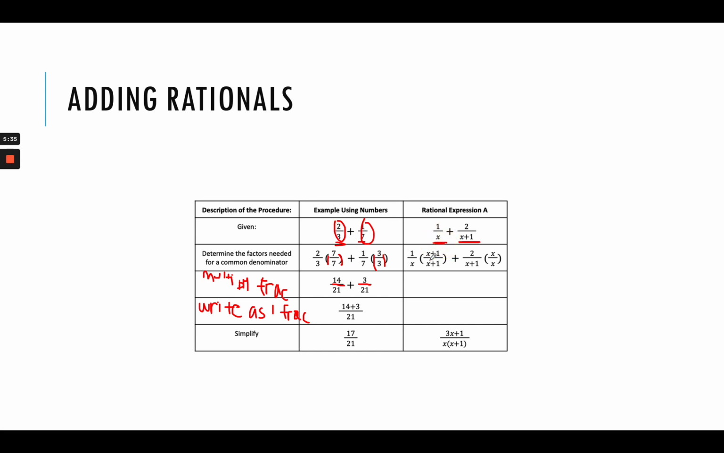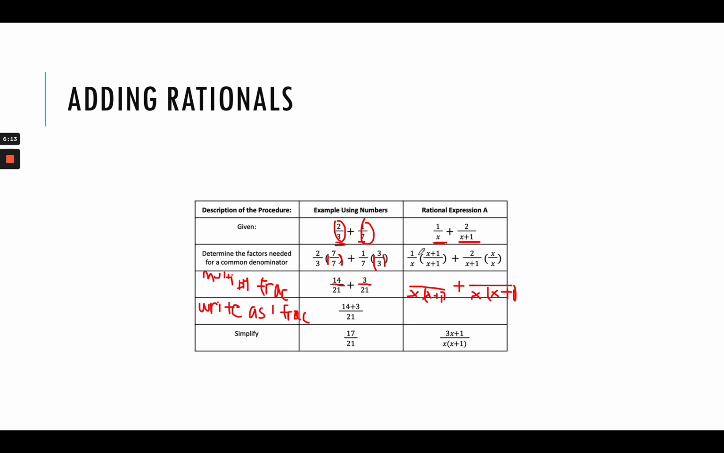Okay, now we need to multiply our fractions. So I'm just going to write our common denominators down here really fast. x over x plus 1 plus x times x plus 1 right there. Okay. All right. Now we need to multiply the fractions, which we did in the denominator. Now we need to do the numerator.